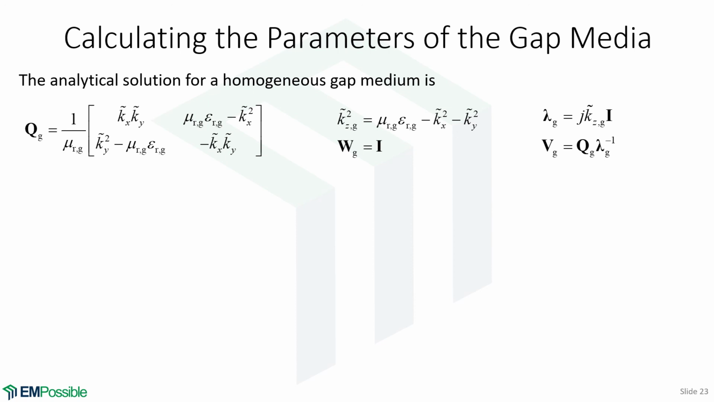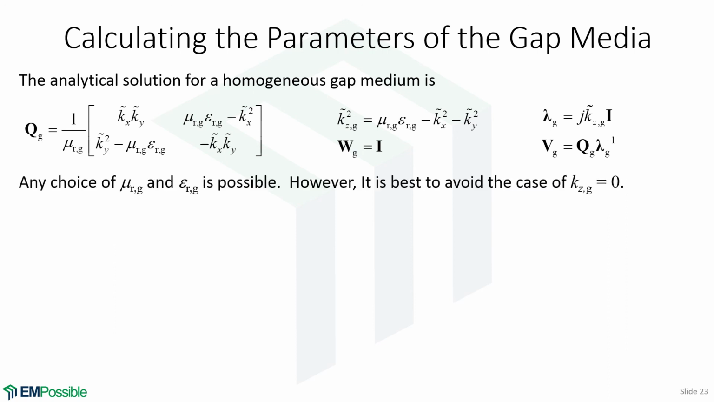Now, if we didn't care about this, what you'd see is one little failed point in the middle of your simulation, and not normally such a big deal, but if we can make a more intelligent choice of the mu and epsilon to prevent that from happening, why not do that? So that's the whole trick here. We would like to prevent the z component of the wave vector in our gap medium from going to 0, because that would make transfer matrix method fail.